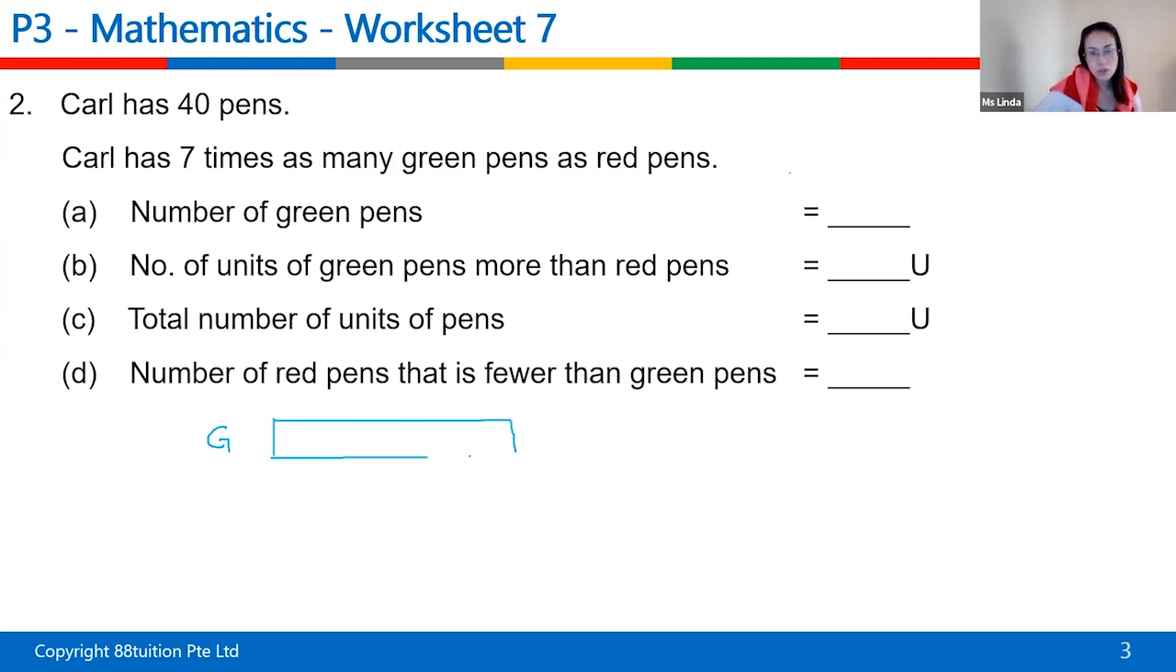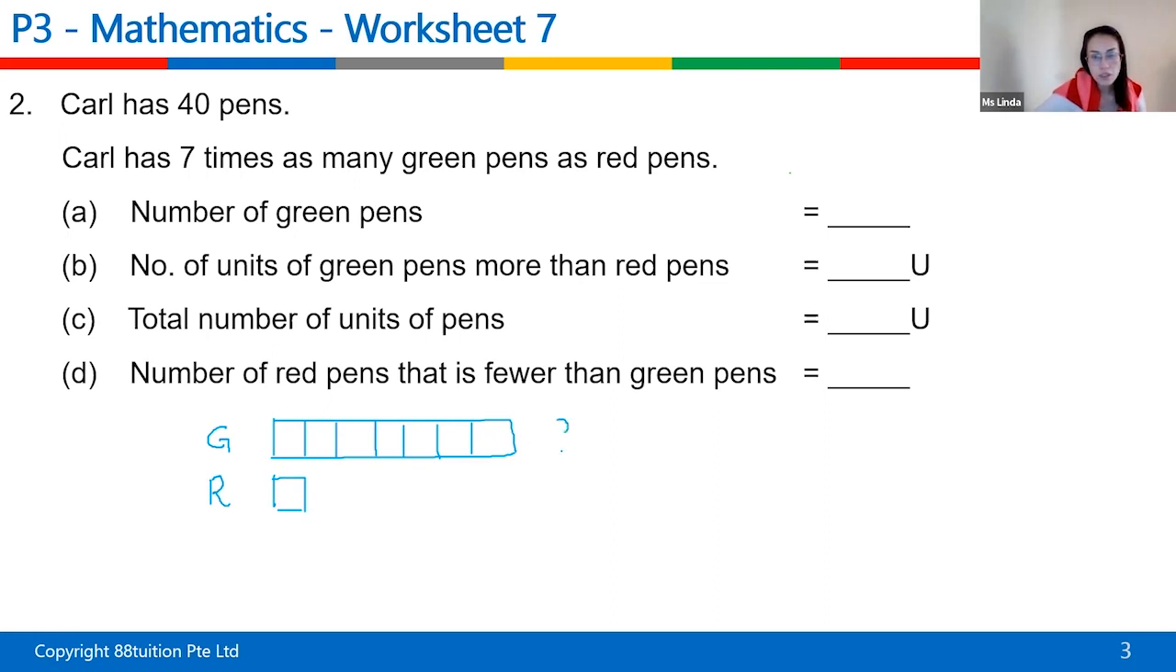Actually, if I use a straight line, it's also easier, but anyway. So I'm going to draw that. My drawing might not be as neat, but at least you can see there are 7 squares, okay? So that is green, so red will be 1. Okay. So from here, can you answer the questions? How many green pens? Now, total of them is 40.